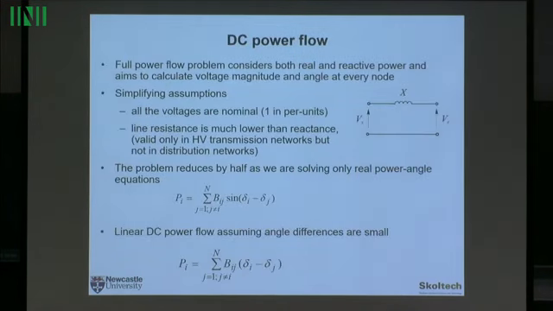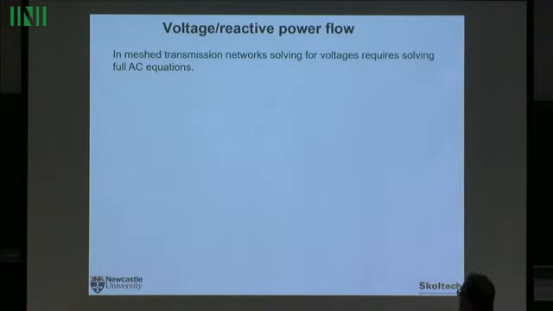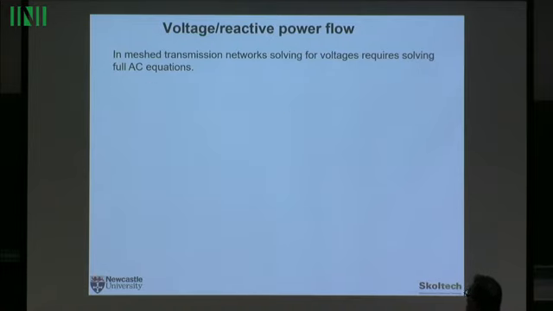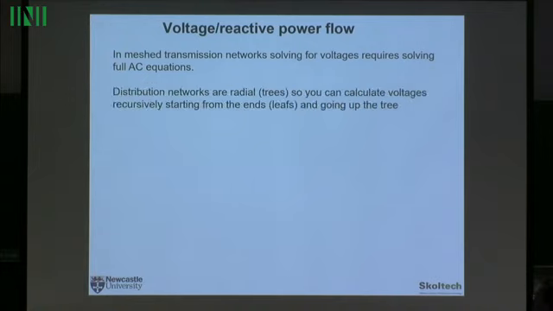So that was the real power flow. What if we want to model in simplified form the voltage and reactive power flow? As I said, in mesh transmission networks, if you want to solve for voltages, you have to solve AC equations. There's no way around it. Maybe some simplified form like this decoupled thing, but you have to do it.